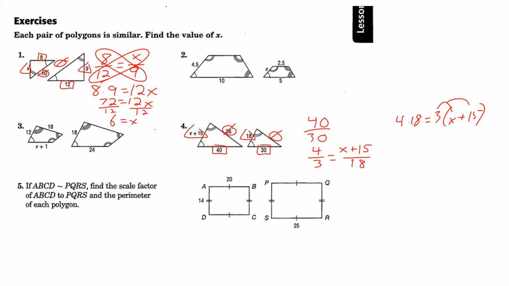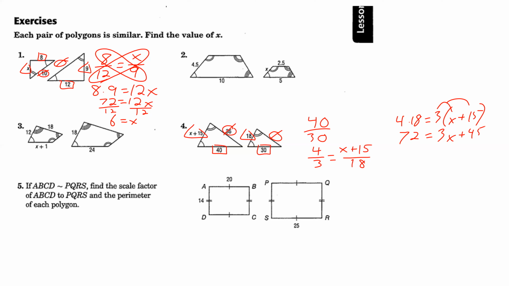We got 4 times 18. What's 4 times 18? 72. The 3, multiply it out. 3 times x is 3x. 3 times 15. All right. So we have 3 times 15 is 45.